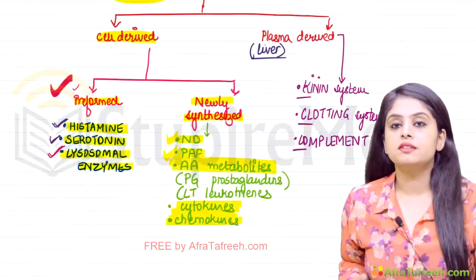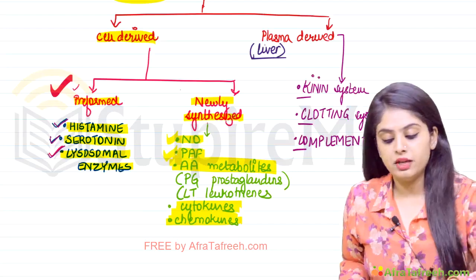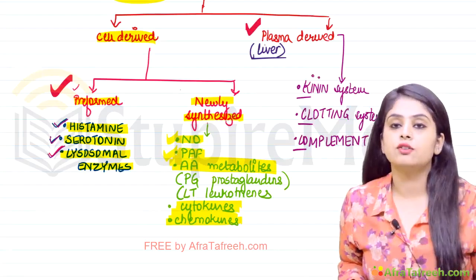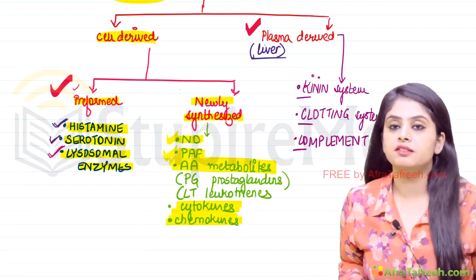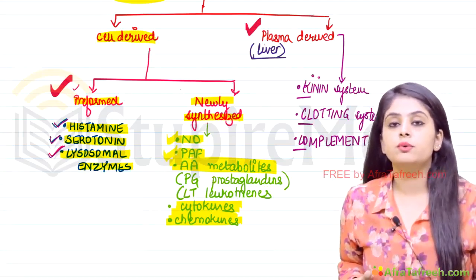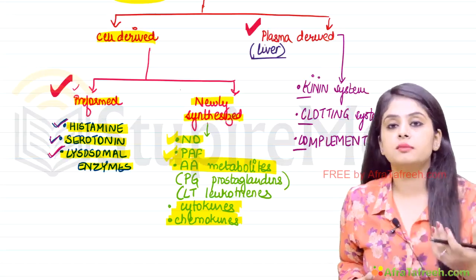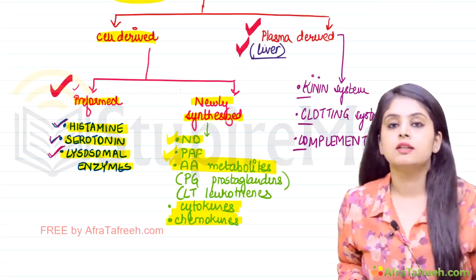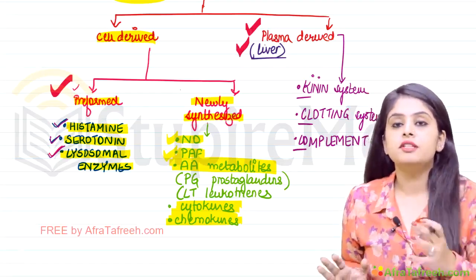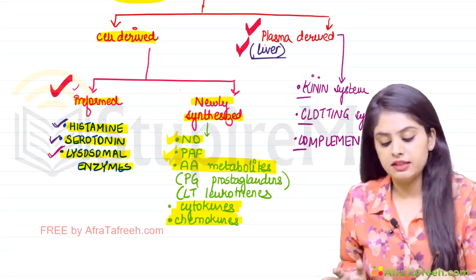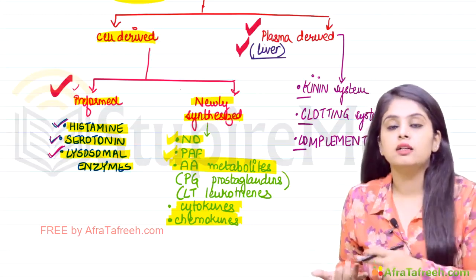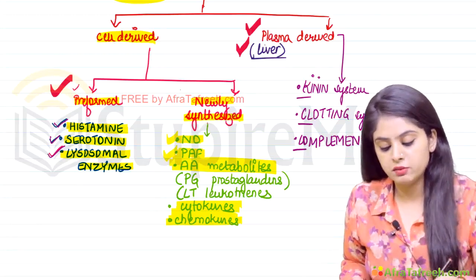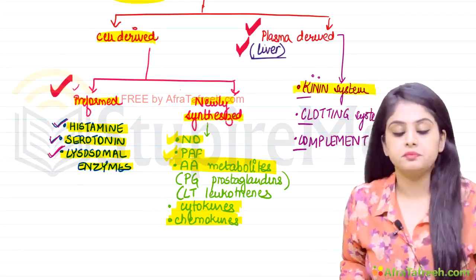Once we have discussed the cell-derived mediators, we are now going to move on to the second important category, that is of the plasma-derived mediators. And please recall, I told you, although they are circulating in the plasma, they are being released from which organ? That is the liver. And they have these three similar sounding pathways, that is the kinin, clotting and complement. So in the same order, we are going to begin first with the kinin system.